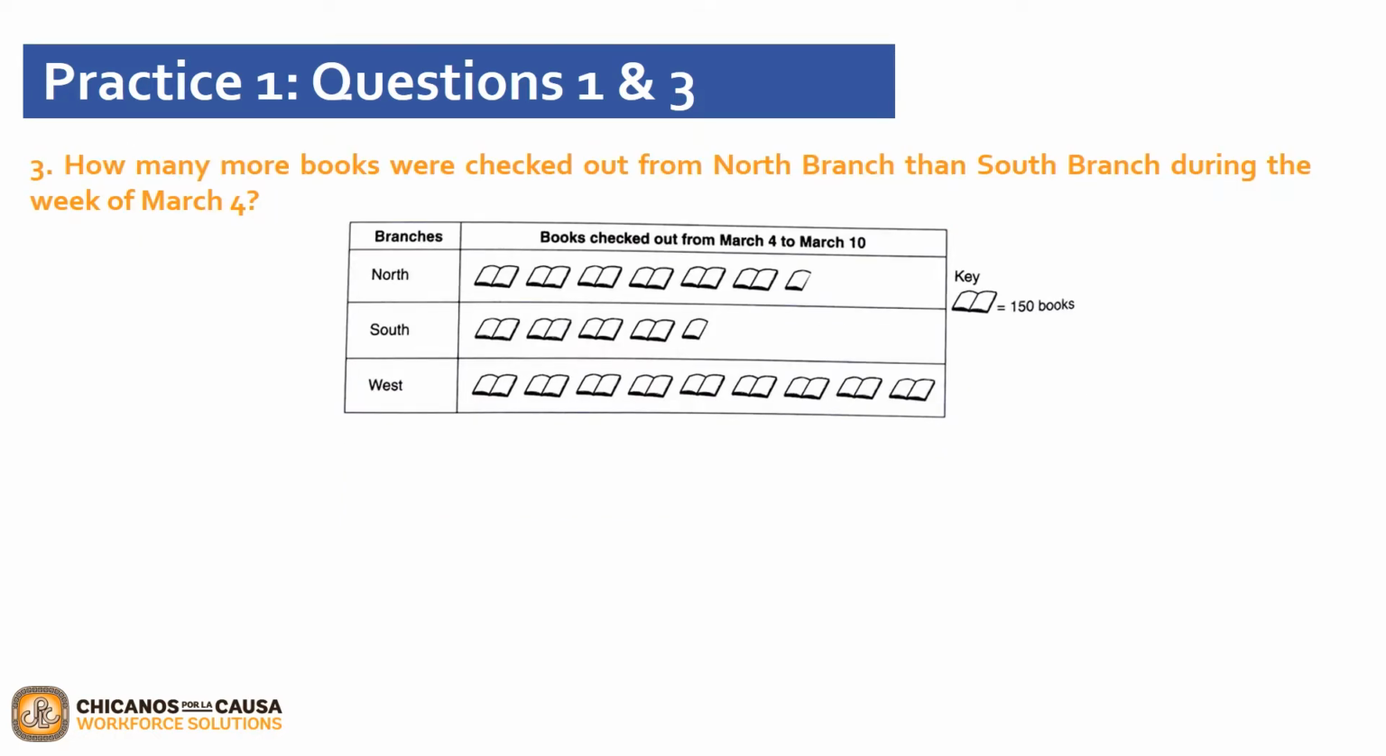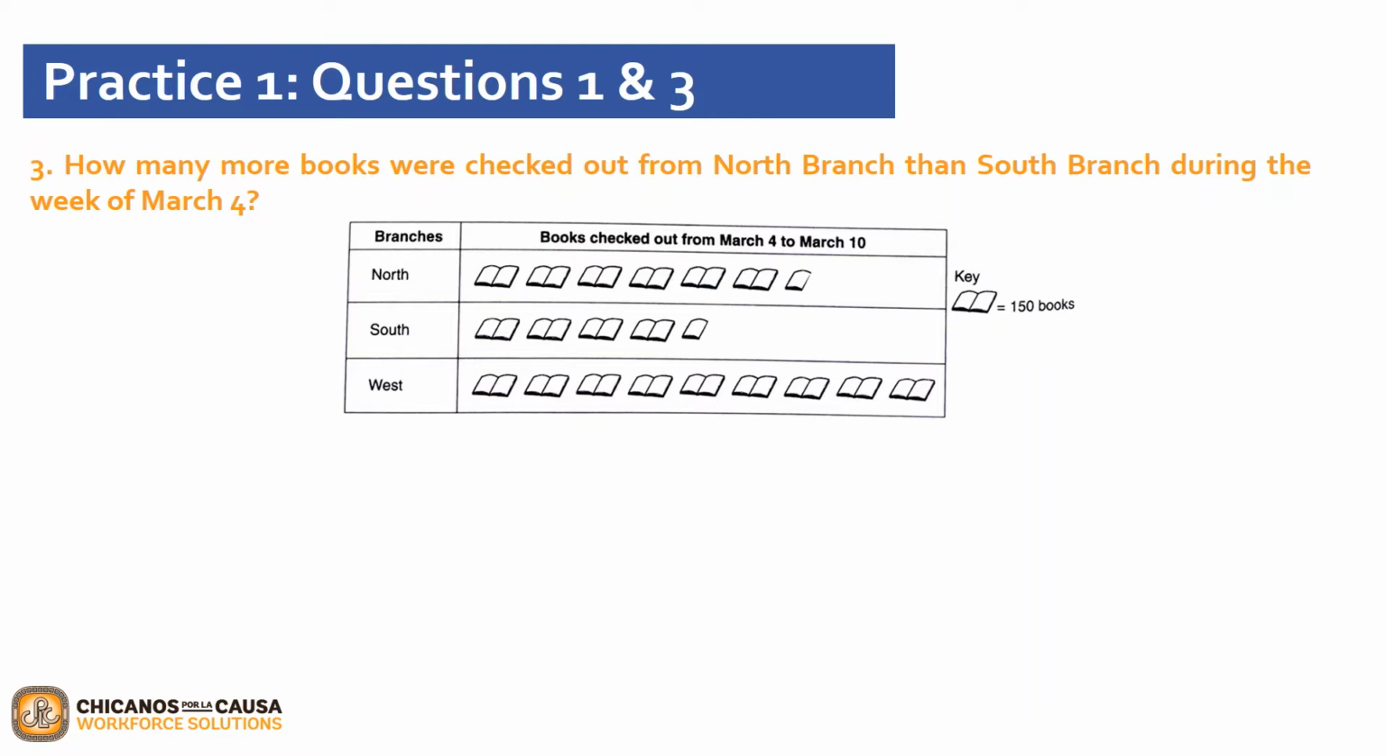Okay, question 3. How many more books were checked out from the North Branch than South Branch during the week of March 4th? So you can see that we're using the same pictograph as we were using before. However, instead of finding a combined amount, in this particular question, they're asking us to find the difference. So instead of adding, we are going to subtract.